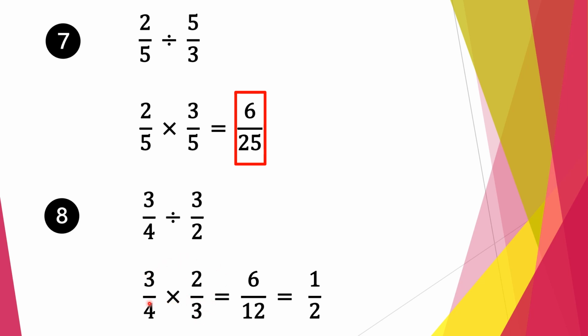Now we have a multiplication. We times our numerator first. 3 times 2 is 6, and then we times our denominators. 4 times 3 is 12. Top and bottom is divisible by 6. 6 goes into 6 once, and 12 goes into 6 twice. So our solution is a half.